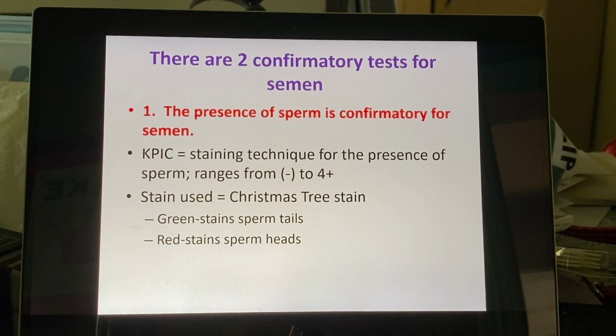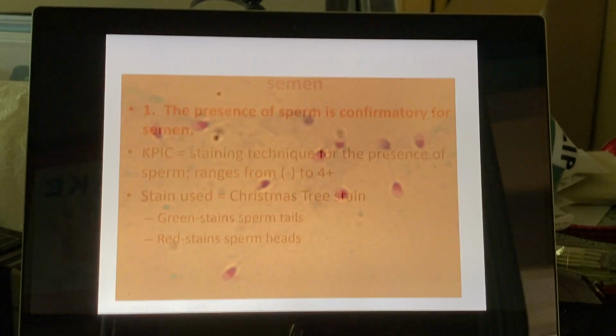Okay, so the stain that's used on the KPIC is called the Christmas tree stain. And we're not trying to be light about the subject. We know that we're looking at sexual assault evidence. It's simply called that because the two different dyes that are used are green and red. For us in the DNA section especially, if we see a lot of red staining, which stains the sperm heads, that's really good news. That means we definitely have semen identified because we've identified sperm, and there's a good chance we're going to be able to get a DNA profile from that. And then the green stain just picks up the sperm tails. Okay, so let me show you an example of what this looks like.